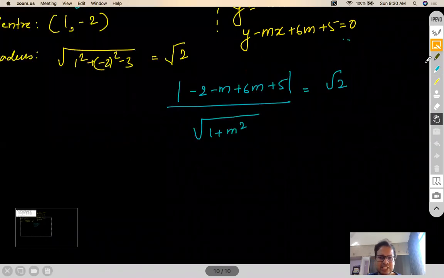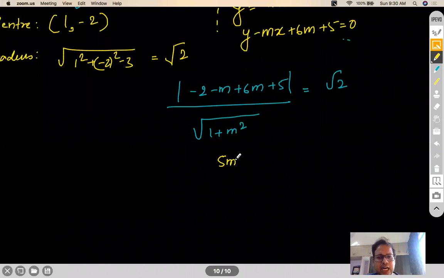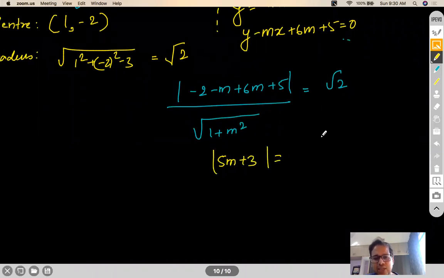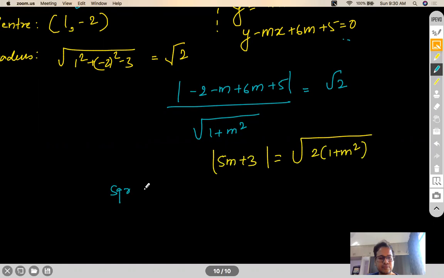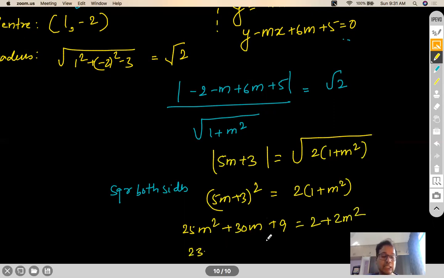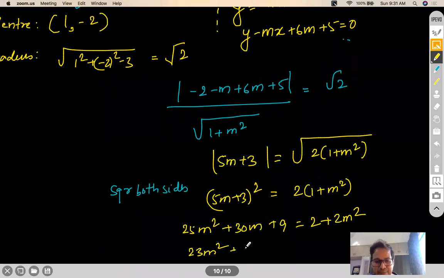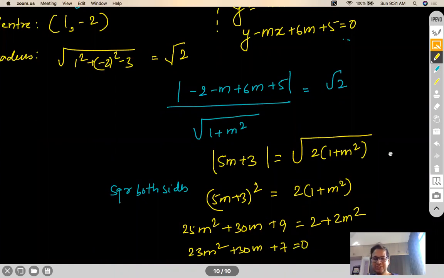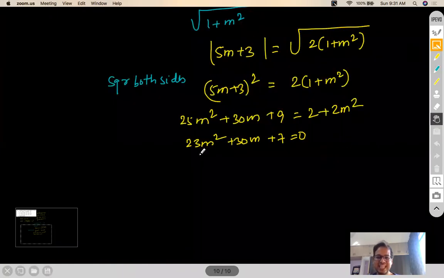Okay. Now, if you look at this term, this is actually 5m plus 3 mod is equal to under root of 2 times 1 plus m square. Correct. Square both the sides. When you square both the sides, you'll end up getting 5m plus 3 the whole square is equal to 2 times 1 plus m square. Okay, just simplify it. 25m square plus 30m plus 9 is equal to 2 plus 2m square. That will give you 23m square plus 30m plus 7.